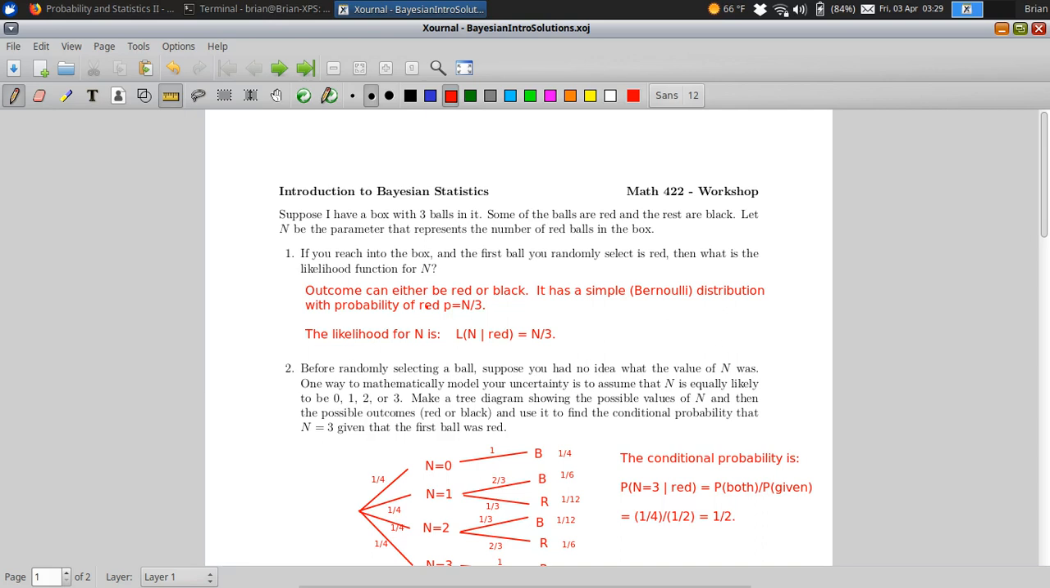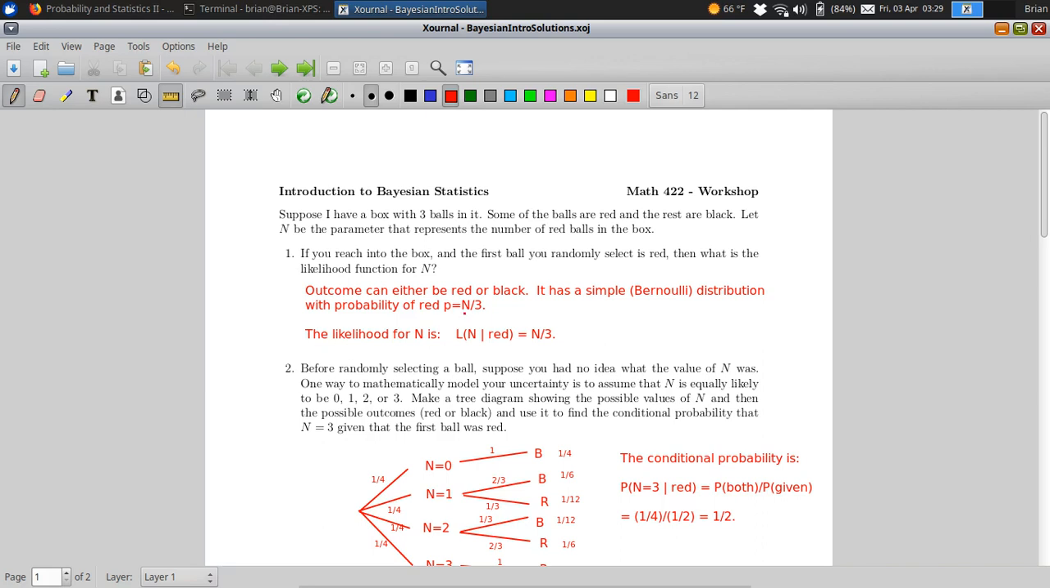You have a random event. You're drawing out a ball. It's either red or black, only 2 possibilities. And of course, the probability that it's red would be n over 3, because it would be n red balls out of 3 balls in the box. So that's our probability for the event that we're actually observing, and that's what becomes the likelihood function.